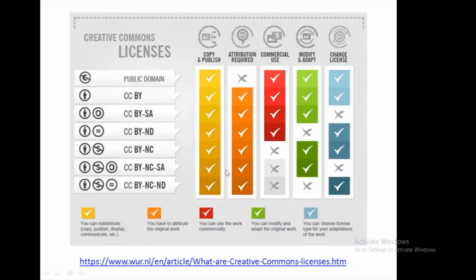BY NC SA. SA means you cannot change the license, but you can modify the object. NC is there, so you cannot use it for commercial purposes. And the last one is BY NC ND. So you will have to attribute the author. You cannot use it for commercial purposes, and you cannot make changes. So you cannot modify it, but you can change the license.